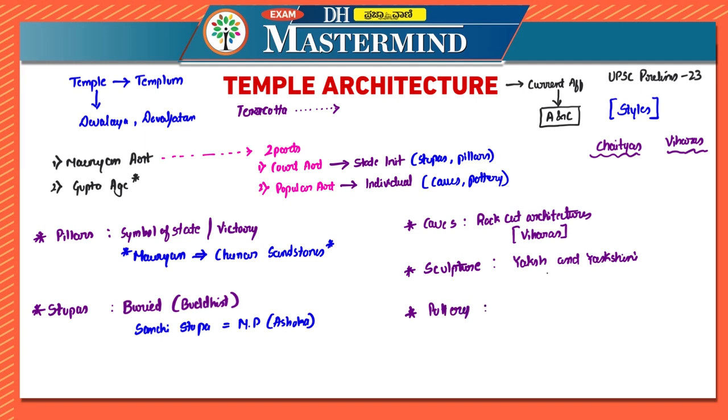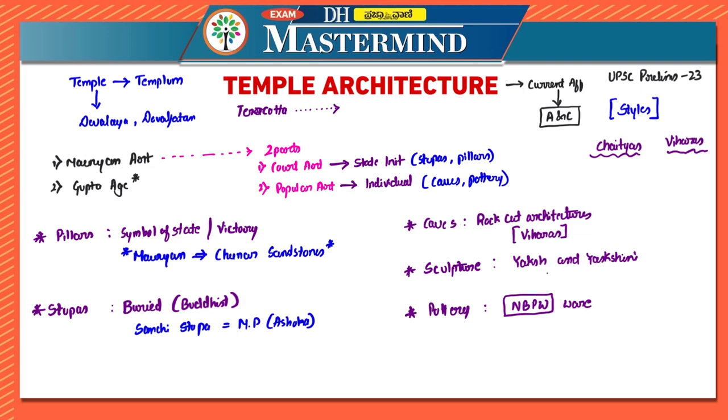In pottery, you have to remember NBPW. Very, very important, frequently asked. Now what is this? It is Northern Black Polished Ware. So this was highly lustrous polish. So it is a luxury ware showing maturity. Highest level of pottery making was considered to be NBPW, that is Northern Black Polished Ware.